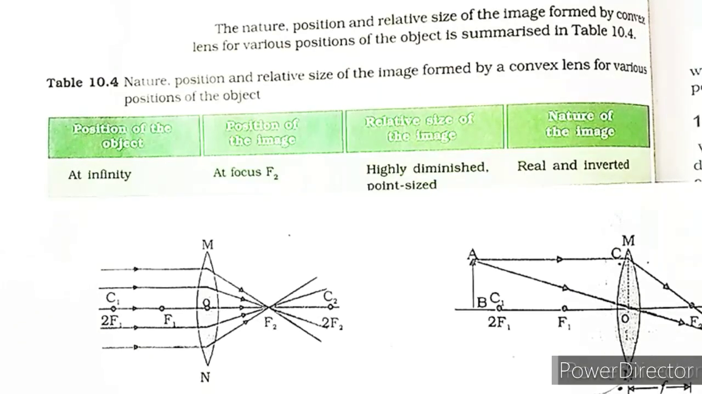And that is what you see in your textbook. Position of the object at infinity, far away. Position of the image is at f2. Now what is the size? Highly diminished, point sized. And the nature of the image, it's real and inverted.